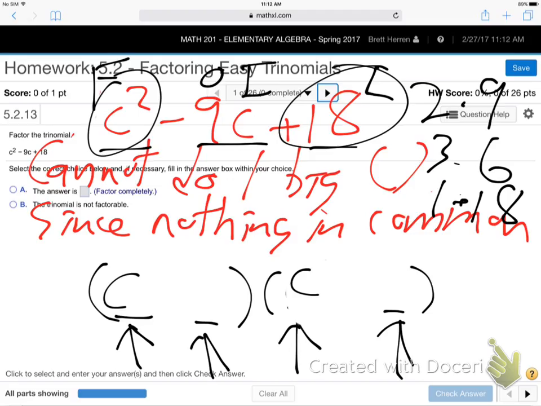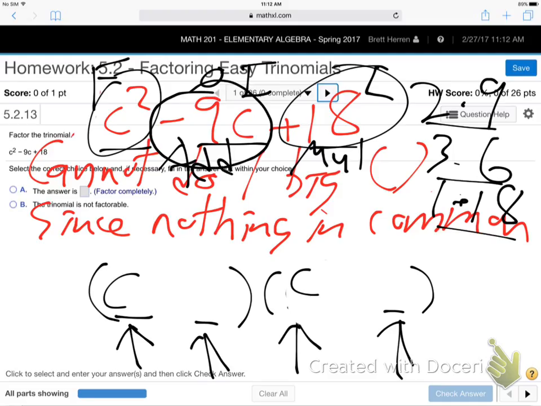Negative 3, negative 6, because... Yeah, they got to also add. I like that you're pointing out add. And they've got to multiply to be the back number. And they've got to add or subtract, same thing, right? Positives, negatives. Add or subtract to be the middle number. So which of these 3 options can both multiply to be 18, they all multiply to be 18, and somehow add to be a 9? 3 and 6. They make 9 if you add them, huh?